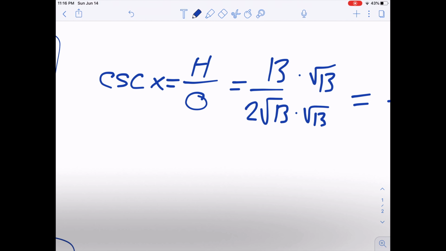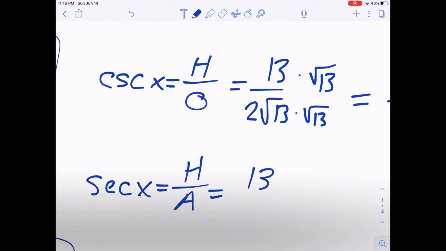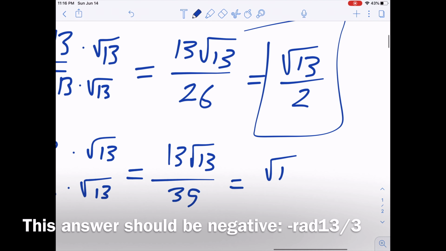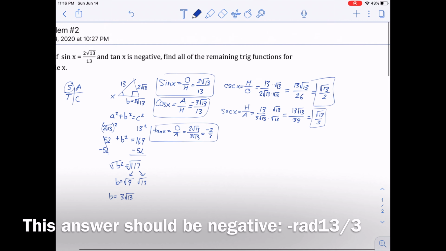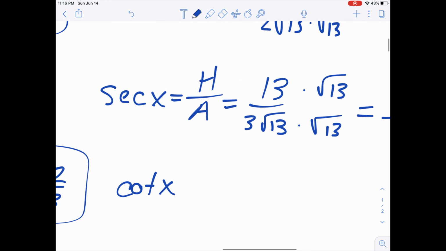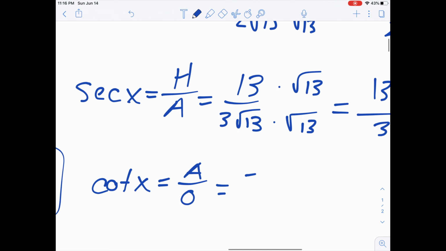Now we have our secant, which will be negative, and it's going to be hypotenuse over adjacent. So that's going to give us 13 over 3 radical 13. We need to rationalize again, and that's going to give us 13 radical 13 over 39, which equals radical 13 over 3. Now finally, our cotangent of x, which equals adjacent over opposite, as it is the reciprocal. So then we're going to just do negative 3 over 2.